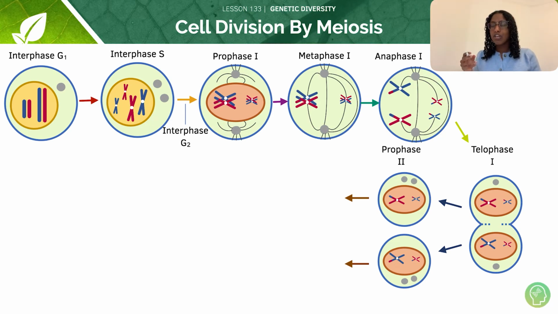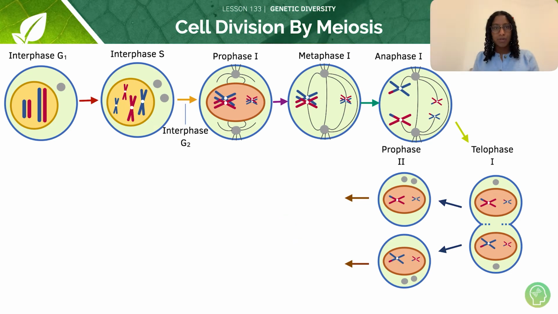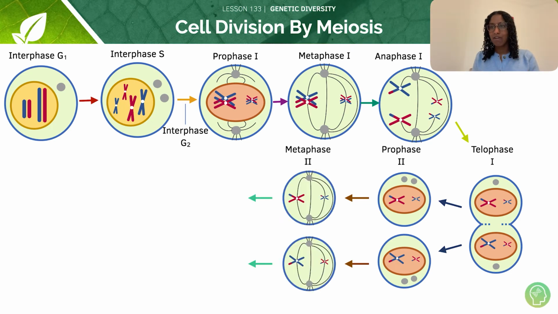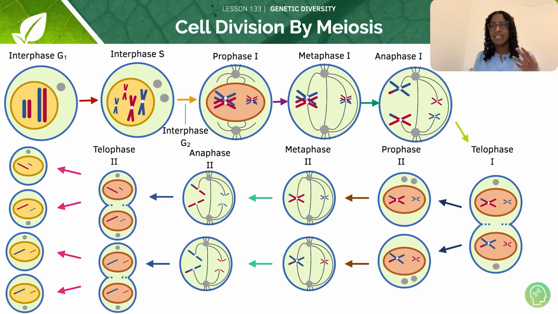Then, in Meiosis II, we have our 2 diploid daughter cells that formed from Meiosis I, dividing to produce a total of 4 haploid daughter cells, each with a single copy of every chromosome. So we'll see that at the end of this diagram. But again, we go through prophase 2, then we go through metaphase 2, we go through anaphase 2, and then telophase 2, where the cells then divide by cytokinesis to produce the 4 haploid daughter cells.